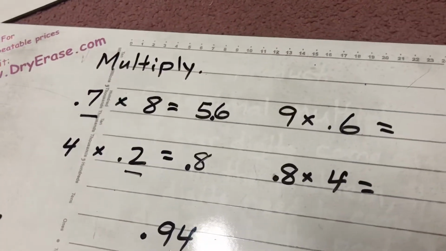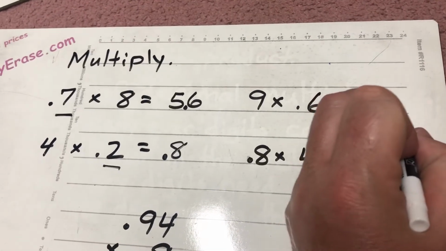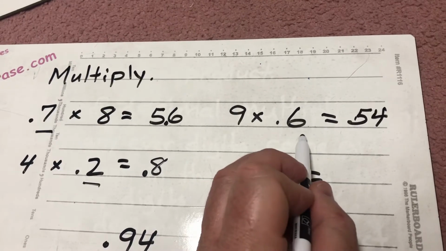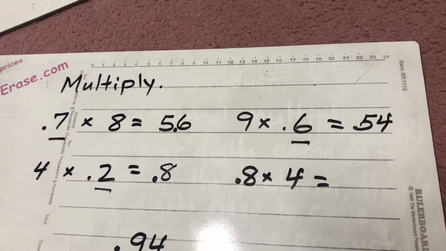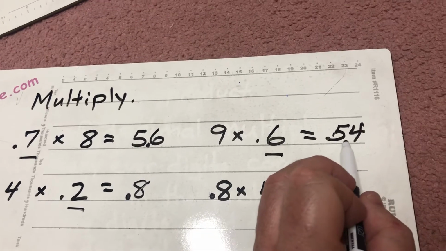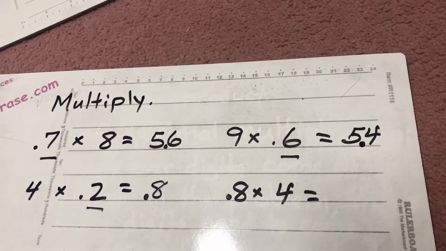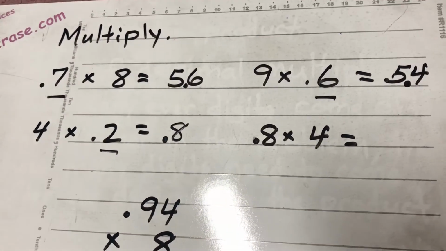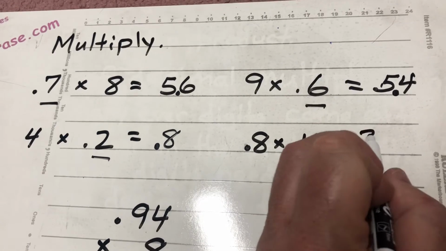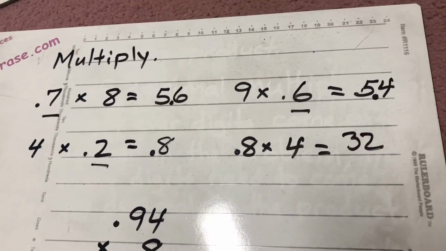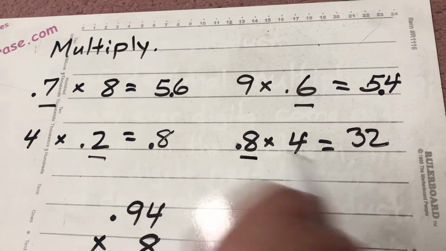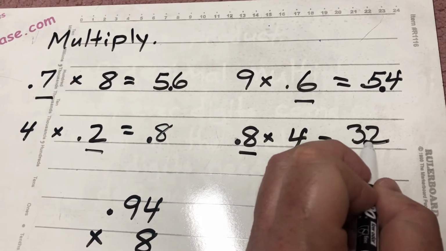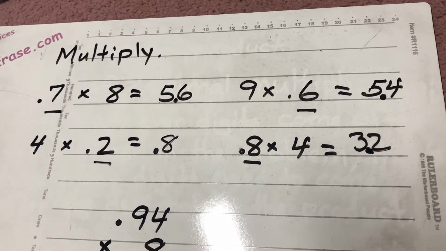9 times 6/10. Well, I know that 9 times 6 is 54. There is one digit, the 6, that comes after the decimal in the problem. So I need one digit that comes after the decimal in the answer, 5.4. 8/10 times 4. Well, I know that 8 times 4 is 32. There's one digit, the 8, that comes after the decimal in the problem. So there's one digit, the 2, that comes after the decimal in the answer.